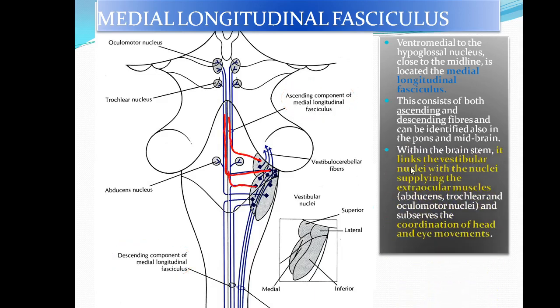Within the brain stem, it links the vestibular nuclei with the nuclei supplying the extraocular muscles, that is abducent, trochlear, and oculomotor nuclei, and helps coordinate head and eye movement. Here you can see the vestibular nuclei, and they are connecting to the medial longitudinal bundle with the third, fourth, and sixth nerves.